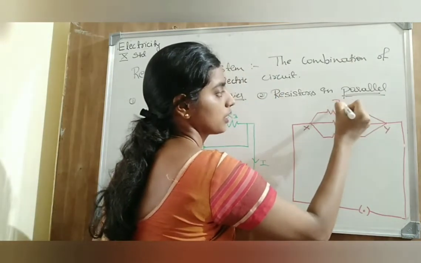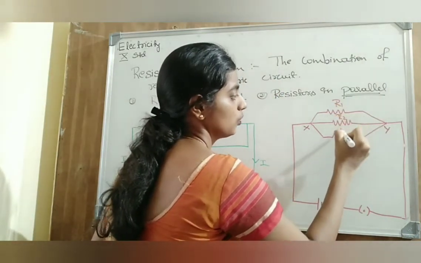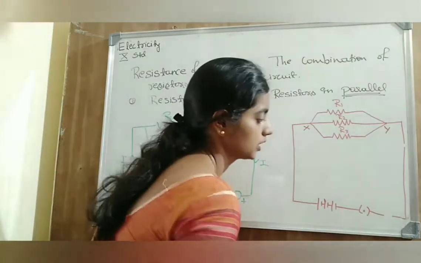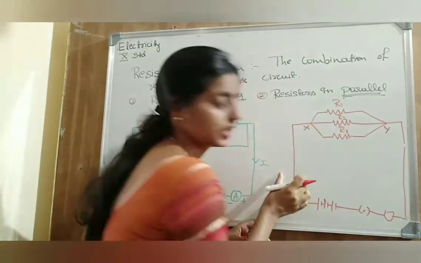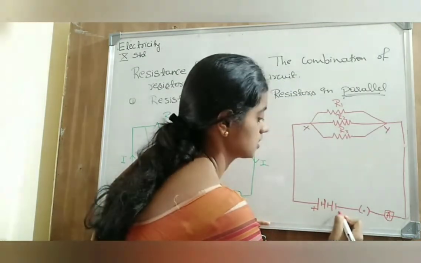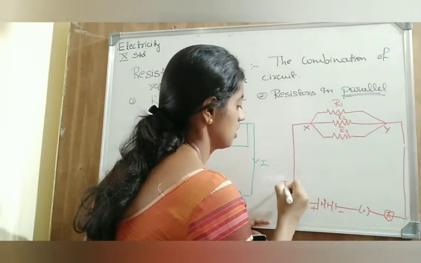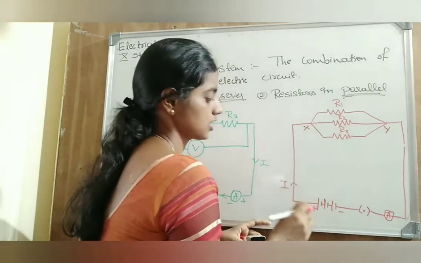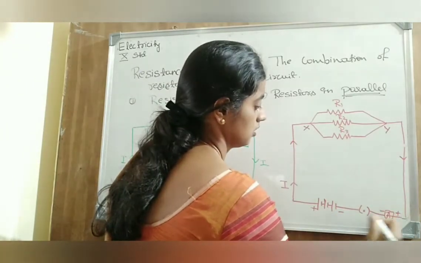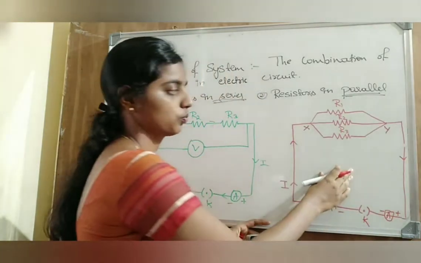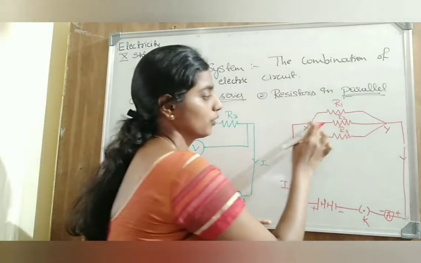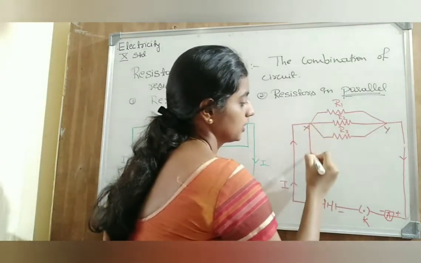Let us call this one R1, R2, R3, and we can insert a meter somewhere. We can insert here also, no problem, where we need to insert. This is plus, then this is minus. The flow of current starts from the positive terminal. This is a plug key. And one more thing is a voltmeter. Let us connect the voltmeter between X and Y terminals.